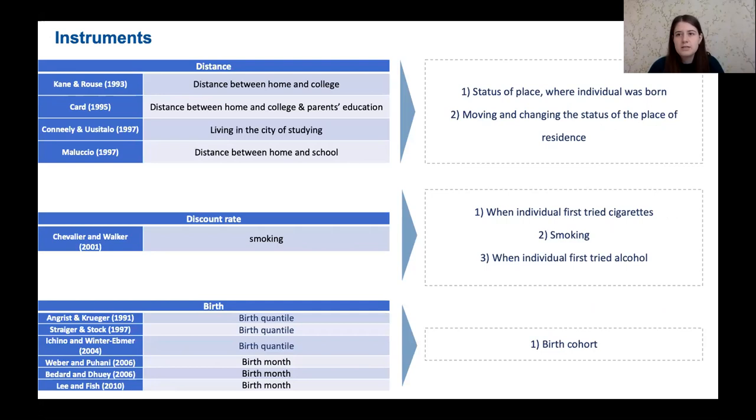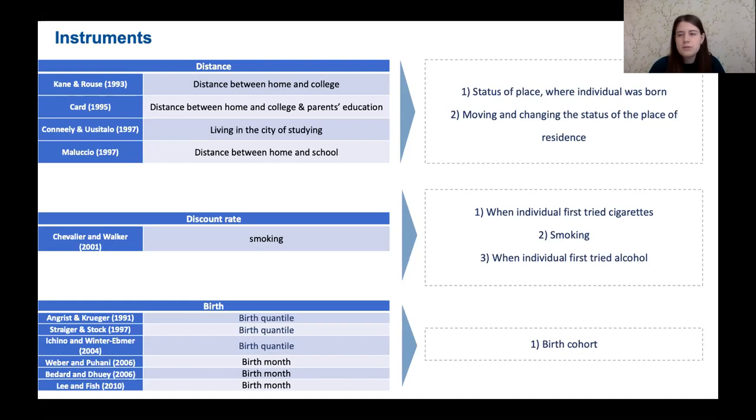So I combine articles with instrumental variables into three groups. The first one relates to distance between university and living place. The second one relates to discount rate. And the last one relates to birth, like birth quintile, birth months, something like that. And according to these instrumental variables, we choose instrumental variables to test them.